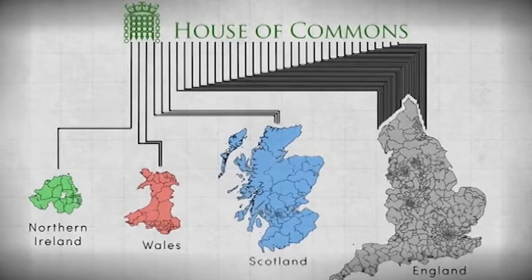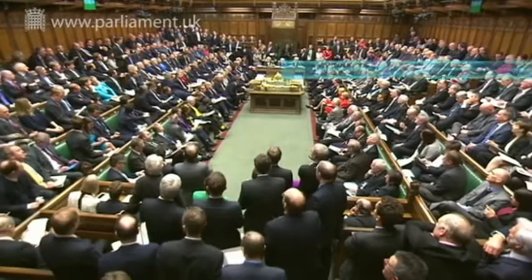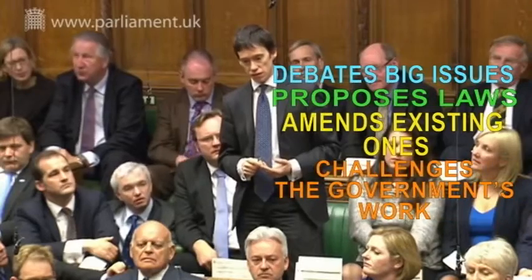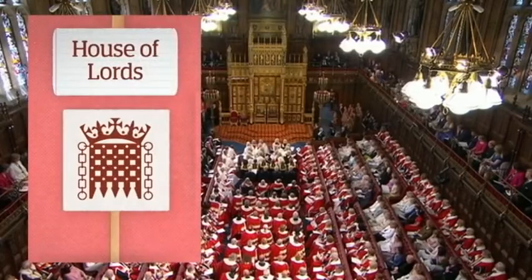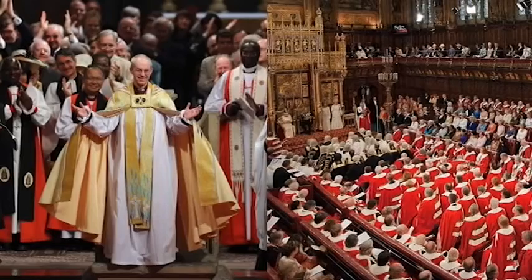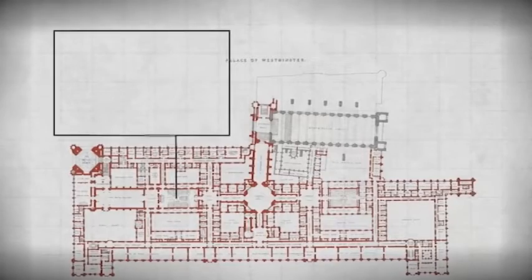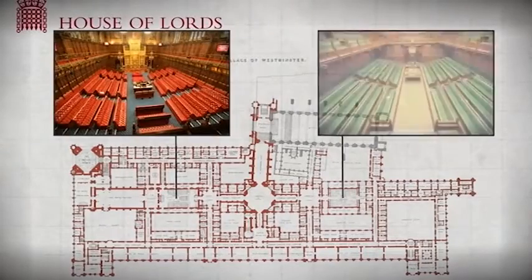The House of Commons is the elected chamber of Parliament. It debates big issues, proposes laws, amends existing ones, and challenges the government's work. The House of Lords is the second chamber of Parliament, made up mostly of 92 hereditary peers, bishops, and life peers who are not elected but nominated. The House of Lords scrutinizes bills that have been approved by the House of Commons.